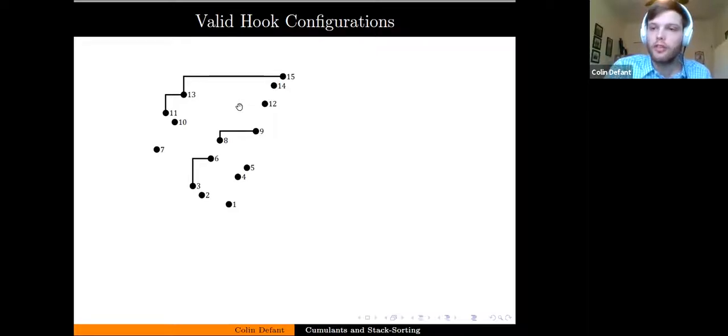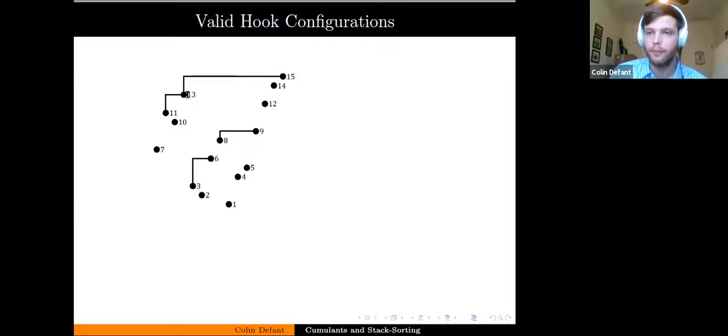The second rule just says that a hook is not allowed to pass underneath one of the points in the plot. So for example, I would not be allowed to connect the 11 with the 12 using some hook, because that hook would have to pass underneath the 13, and that would be bad. So hooks cannot pass underneath points.